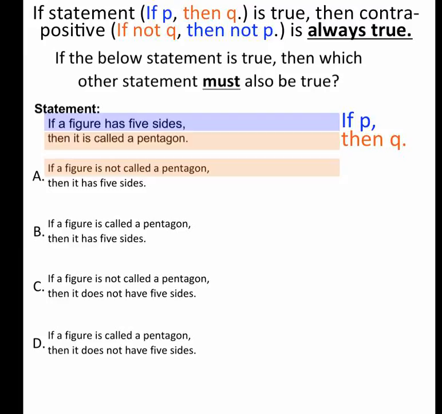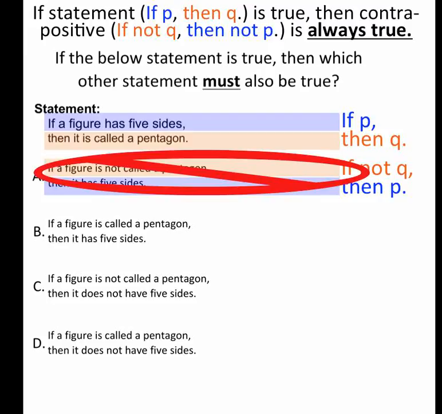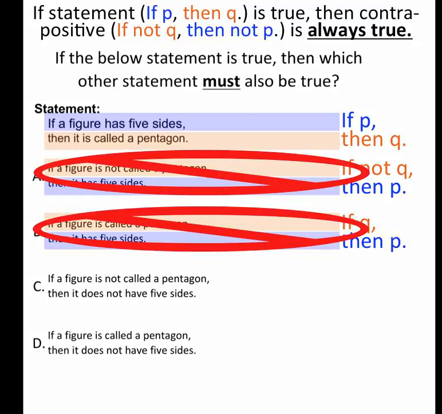The first one, if a figure is not called a pentagon, that's a good start. If not Q, then it has 5 sides. Well, that's what our P is, then P. So that's not our contrapositive, that's not the right answer. If a figure is called a pentagon, well, that's just the Q statement, if Q. So we know that's not the contrapositive because the contrapositive has to begin with if not Q. This one is if Q, then P, so that's not our contrapositive.